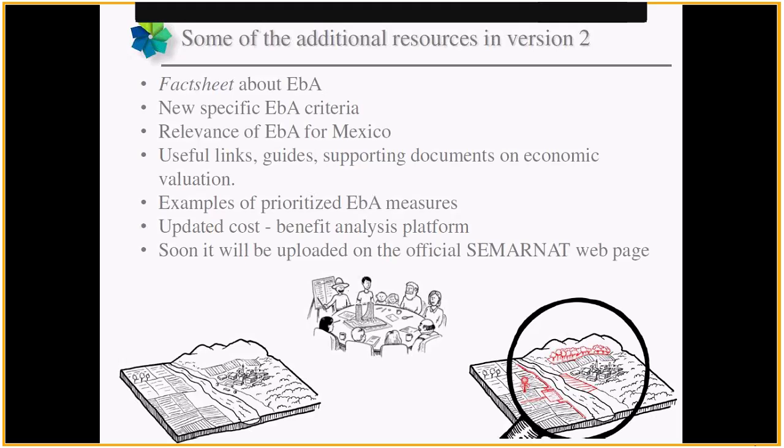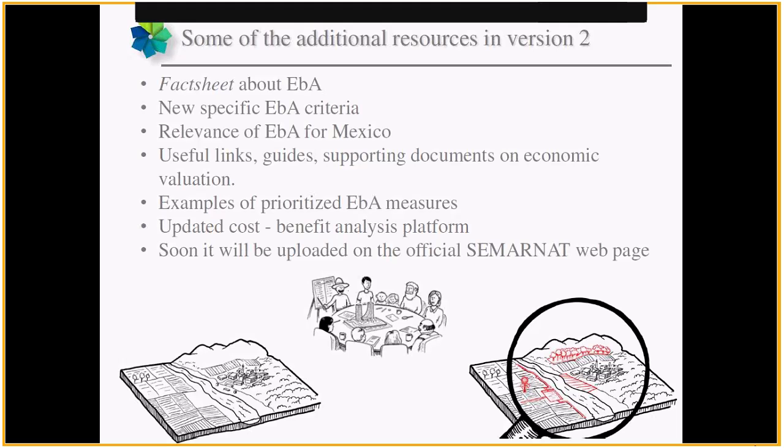It is all included in a platform that is organized step by step, where all the materials can be downloaded into your computer and then used as work documents and papers. Examples of prioritized EBA measures are given, specific ones that have been successful in Mexico. And then we have, as I mentioned before, an updated cost-benefit analysis platform. And soon, as I told you, it will be uploaded on the official SEMARNAT webpage and also on the adaptationcommunity.net webpage.